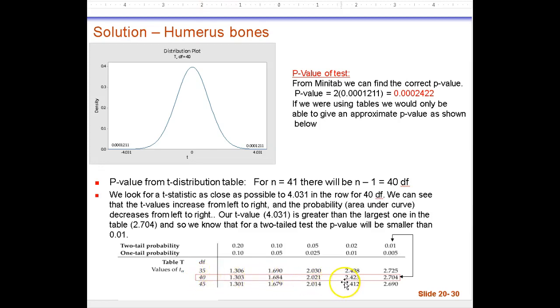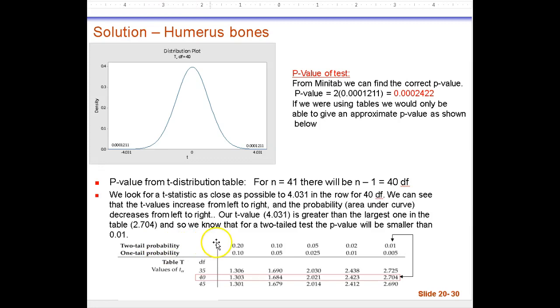These values in here represent the t-values. Notice these t-values get larger as I come this way. I need to find a t-value as close as possible to 4.031, which does not appear in here, but it would be to the right of this 2.704. So that 4.031 is going to lie way over here somewhere. Now, these t-values correspond to certain areas under the curve.